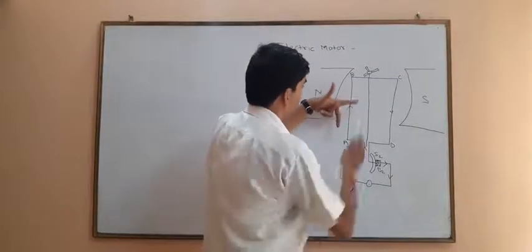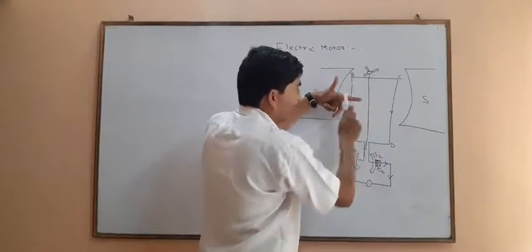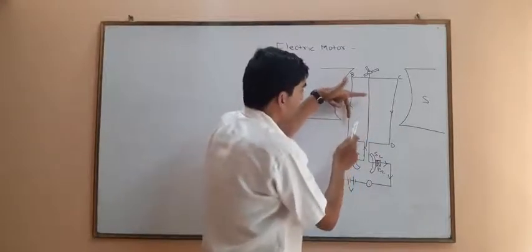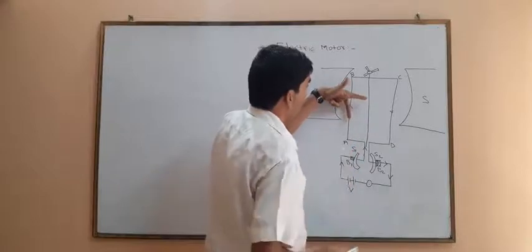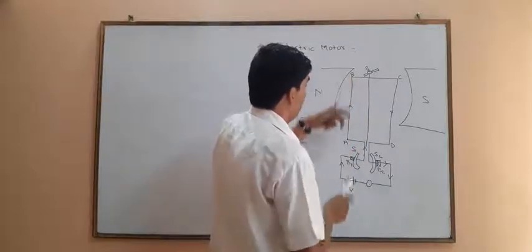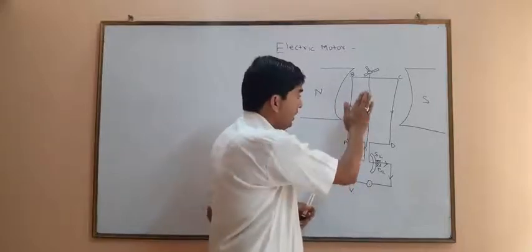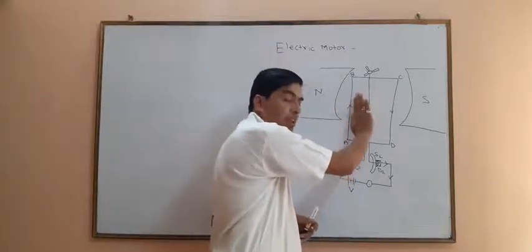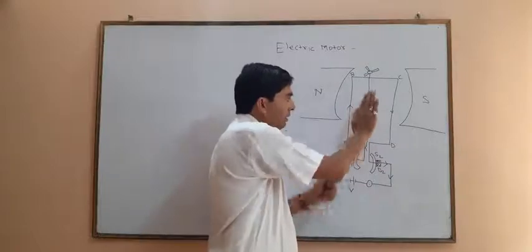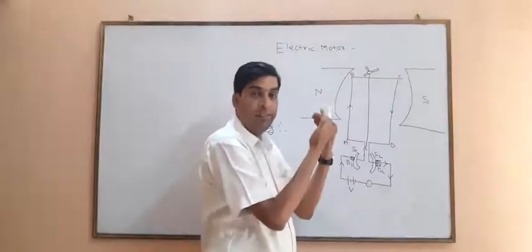This is the direction of current, this is the magnetic field. So its direction is like this. This is the field, and there the current is there. So when we apply the rule, the thumb will point in a downward direction. So this side will move downward, and this side will come upward.